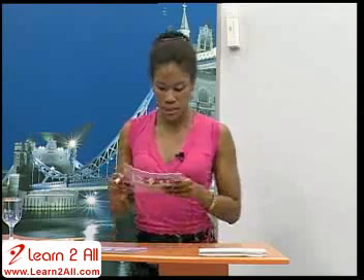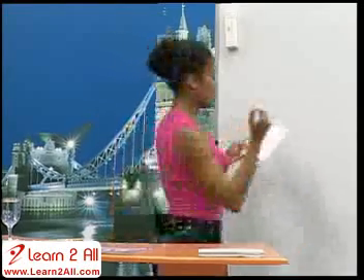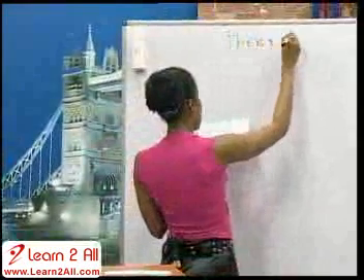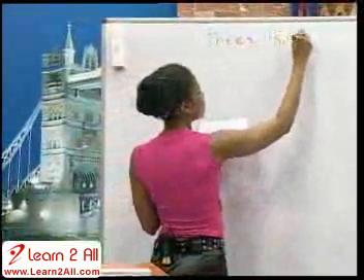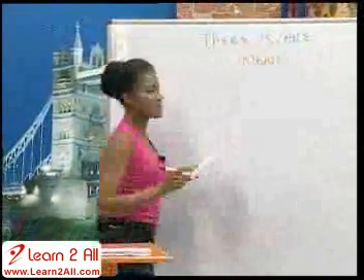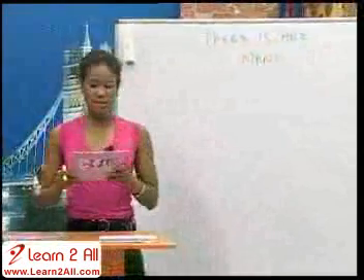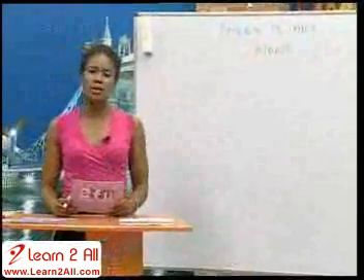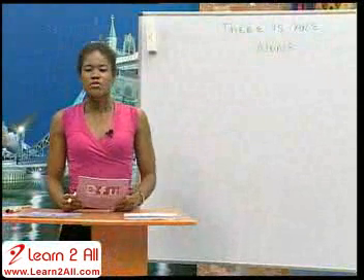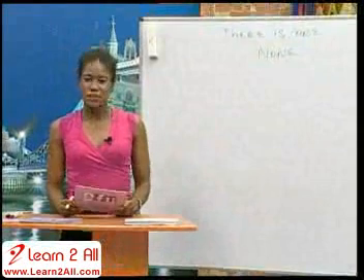So, we notice that we can use "any" in negative sentences and also questions. In a negative sentence, "any" means there is or are none. It's used in front of count or non-count nouns. "Any" can also be used after "never."